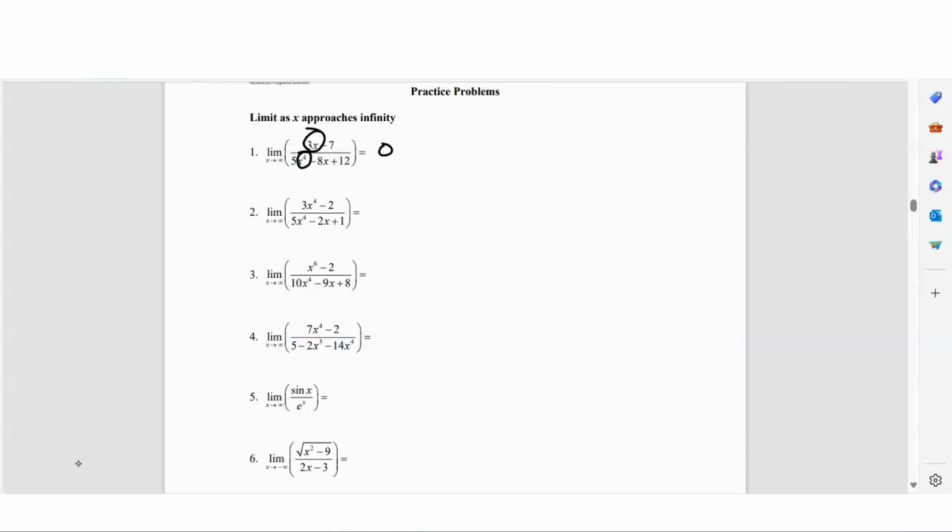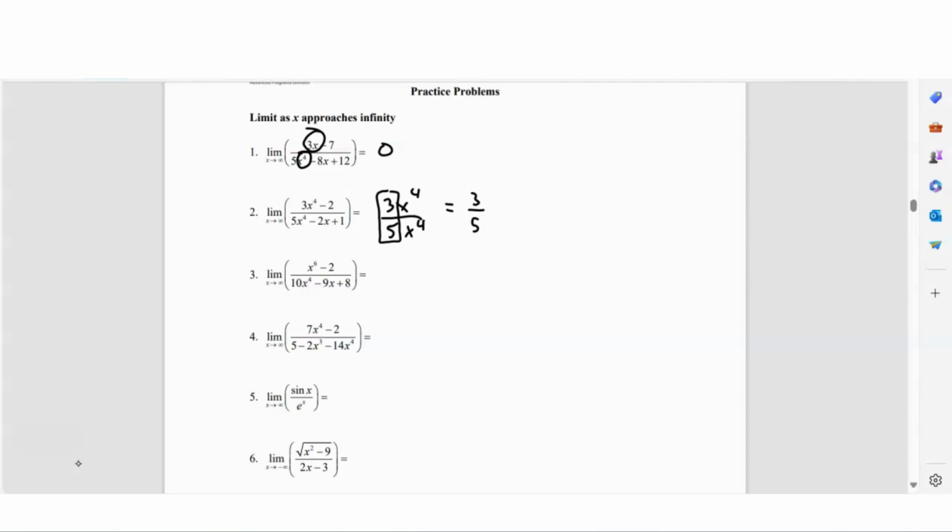Okay, number 2. We look for the highest power in the numerator and denominator. This works with polynomials. And I can see that it's the same. Well, if it's the same, what we're going to do is divide the coefficients of those highest power terms. So the answer here would be 3/5.